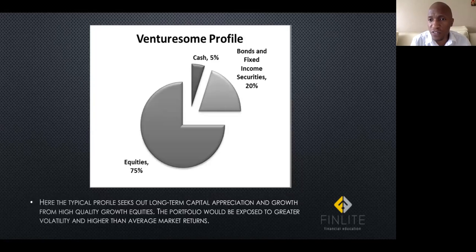Then you've got the venture sum profile. In fact, most of these profiles are self-explanatory with their words, but don't worry about cramming them for now. Eventually, you'll get to understand them. As you see, the higher the profile, the more the exposure to equities, the higher the risk. And then this one is sitting at 75%, which is quite high from the conservative one that we actually started with. It's 75%, and the bonds is 20%, and the cash is 5%.